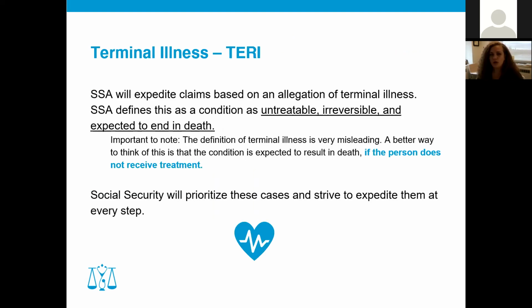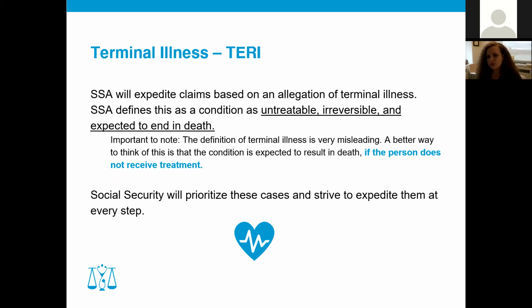Now back to the three compassionate allowance kind of categories that we wanted to talk about. So terminal illness or TERI, Social Security will expedite claims based on an allegation of terminal illness. Now, this condition is defined as untreatable, irreversible, and expected to end in death.